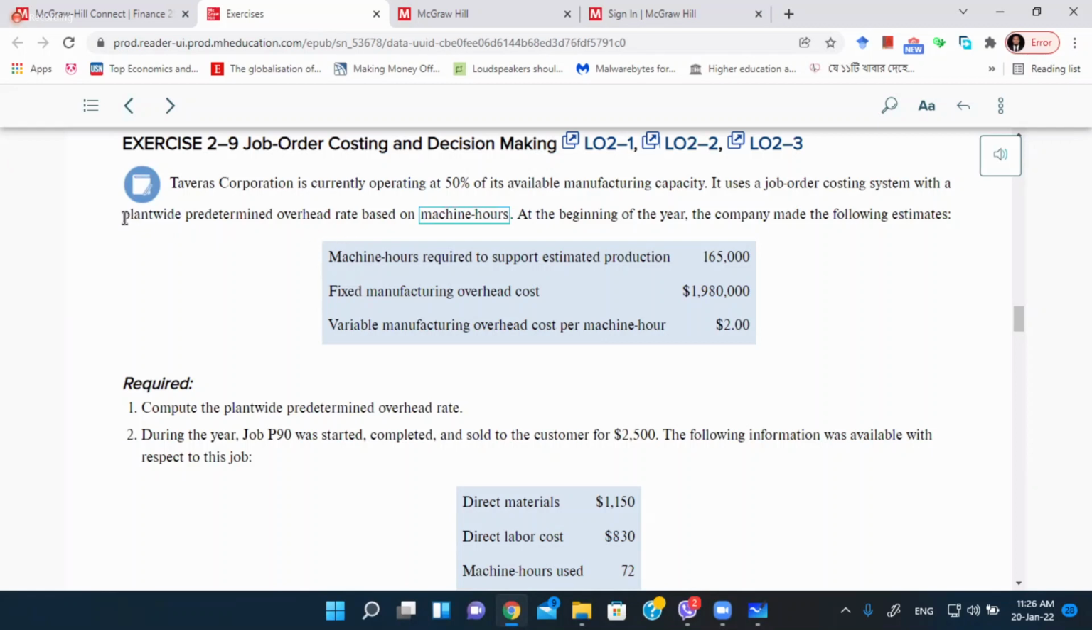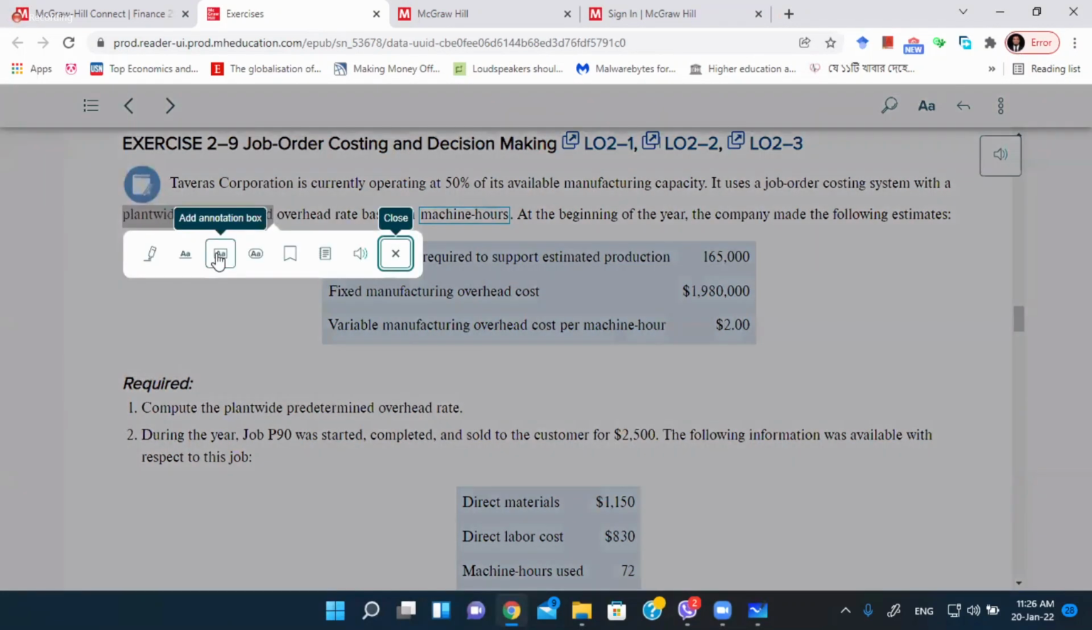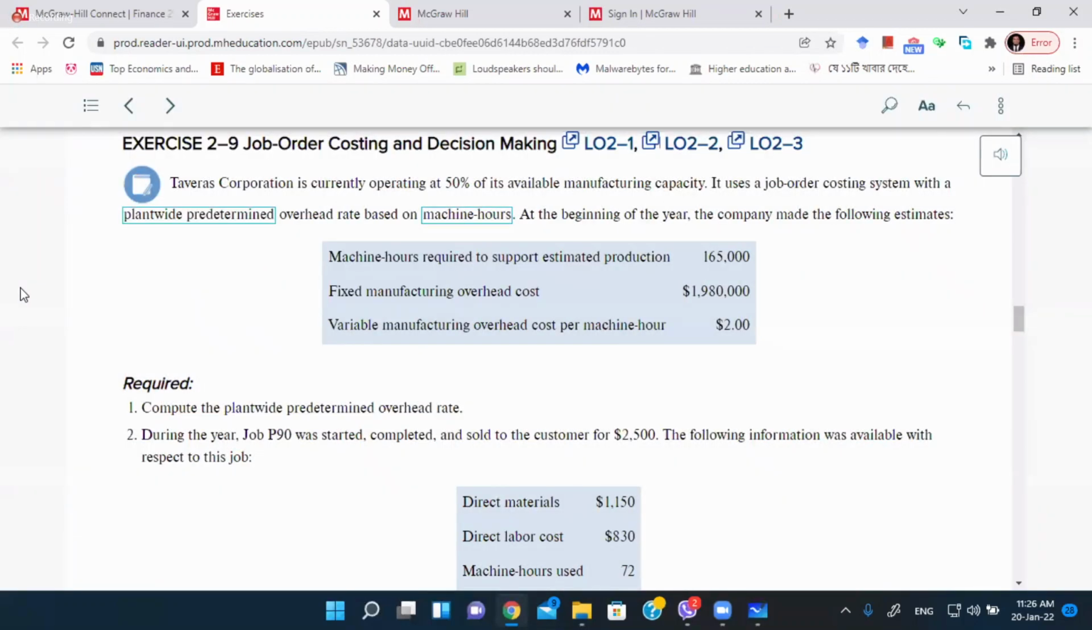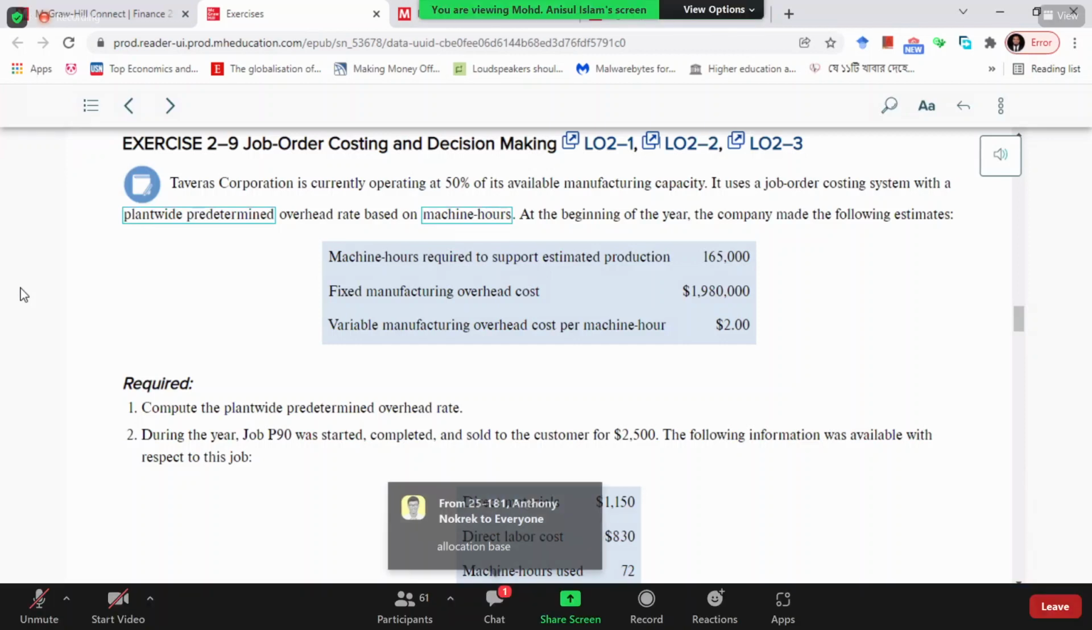A plant-wide predetermined overhead rate indicates that we do not have department level information. You probably can recall that in the previous class, we solved a problem which had two departments, milling and assembly, if I'm not wrong. But here it is an overall, broad level predetermined overhead rate, not multiple predetermined overhead rates based on number of departments or number of activities.